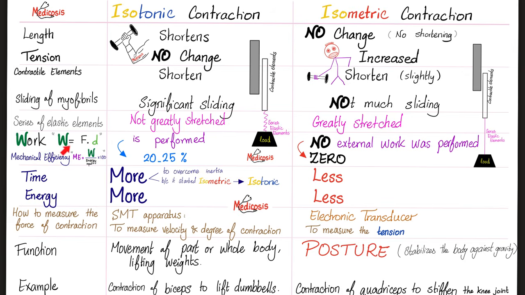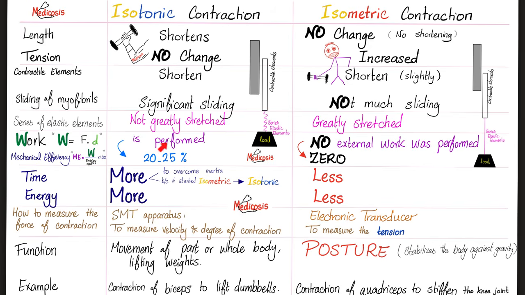Let's talk about work. Do you remember physics? Yeah, work equals force times distance. Since Medicosis was actually able to move the dumbbell, the distance is there. It exists. That's why work is performed. But in isometric, there is no external work performed. Next, mechanical efficiency, which happens to equal the work in the numerator over the energy input in the denominator. Since there was no external work in isometric, the mechanical efficiency is 0. If you put 0 in the numerator, the ratio will be 0. Duh! But since there was some work performed in isotonic, the mechanical efficiency actually exists.